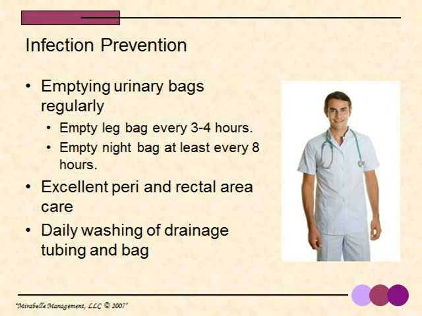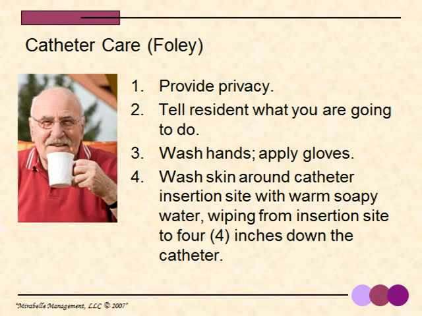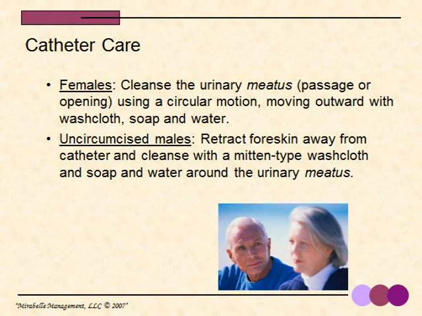Rinse it well. For catheter care, you provide privacy to your resident, and then explain to him what you're going to do. You need to wash your hands and apply gloves. Then wash the skin around the catheter insertion site with warm soapy water, wiping from the insertion site to 4 inches down the catheter. For females, you want to cleanse the urinary meatus, which is the passage or the opening, using a circular motion, moving outward with the washcloth, the soap, and the water.